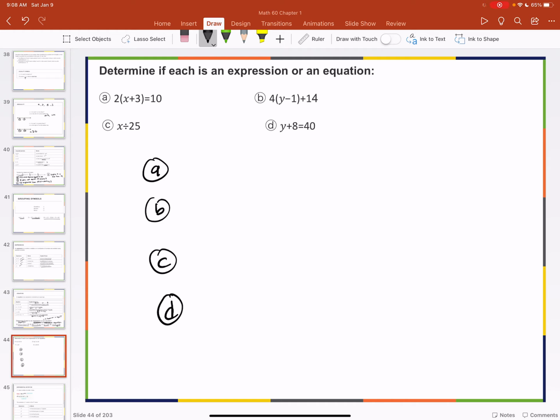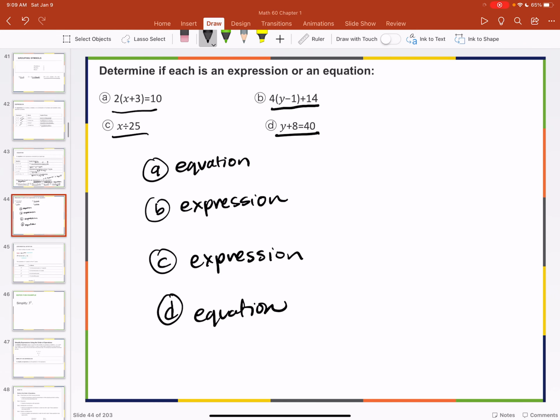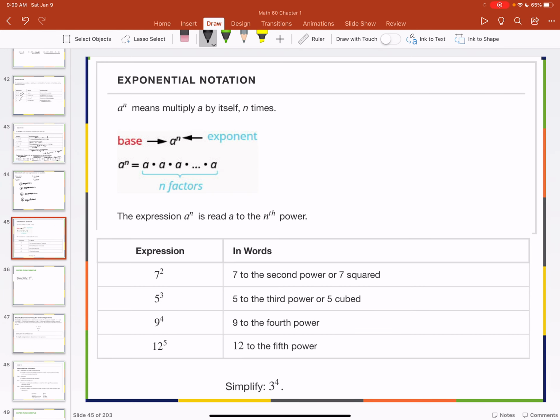Okay, so for A, is this expression or equation? It's an equation, right? There's an equal sign. B, expression or equation. Is there an equal sign? No. So it's an expression. How about this guy? For C, x divided by 25. There is no equal sign, so it's an expression. Okay, and then here, there is an equal sign, so that's an equation. All right, cool. Let's continue.